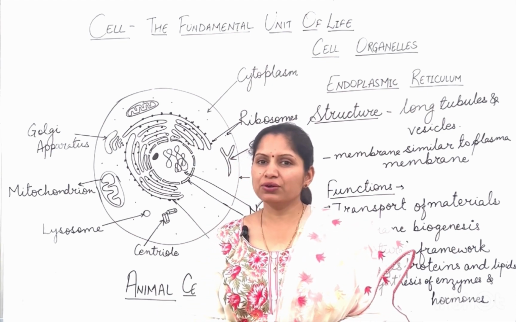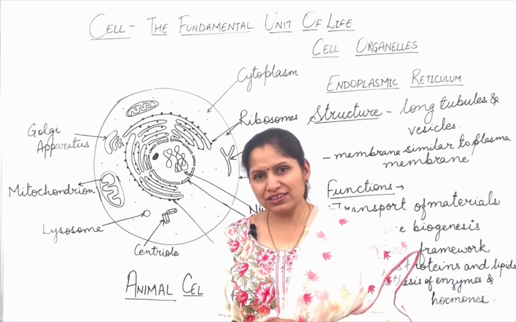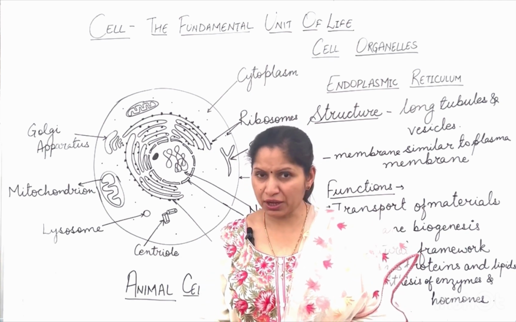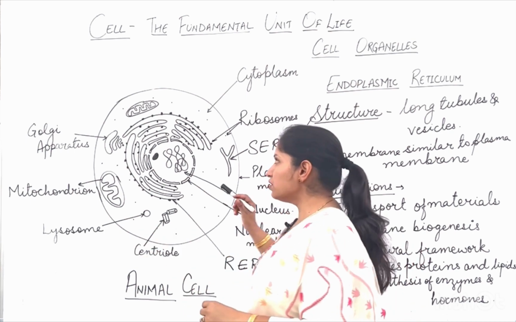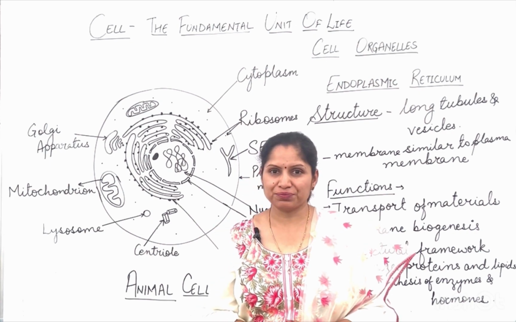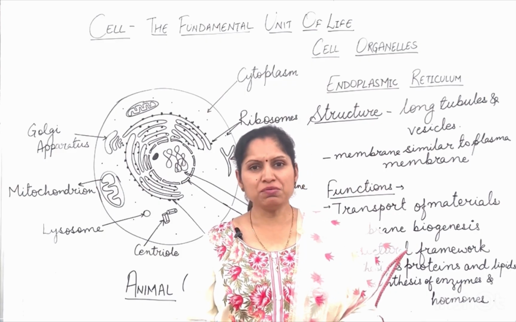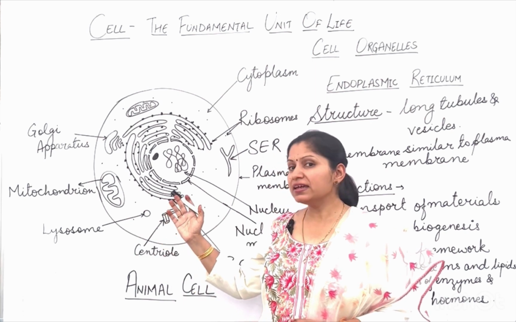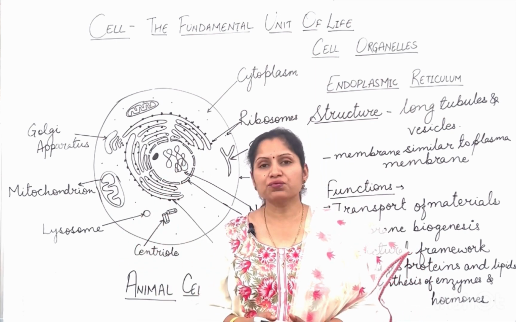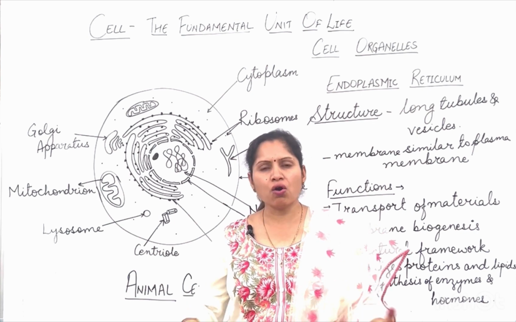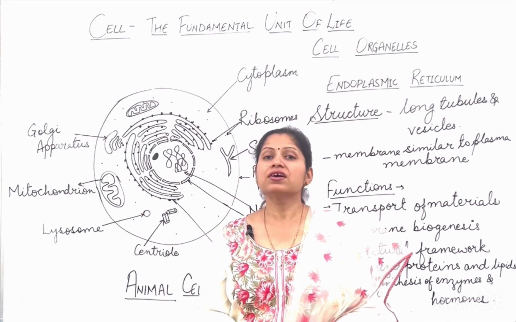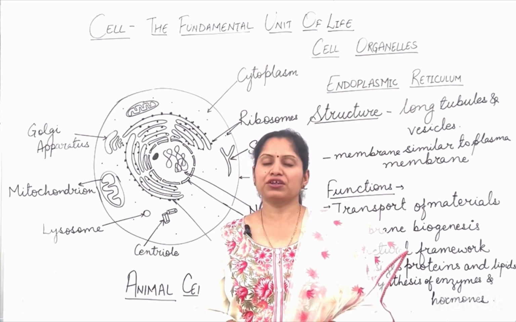So now let's look at the functions and the structure of various cell organelles. Starting with the first organelle, that is endoplasmic reticulum. Here you can see that it's present around the nucleus and it's in the form of tubules. Long tubules as well as vesicles form the endoplasmic reticulum.